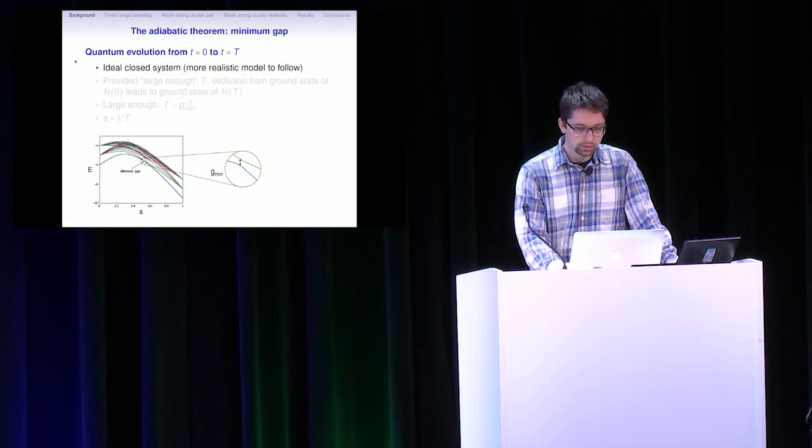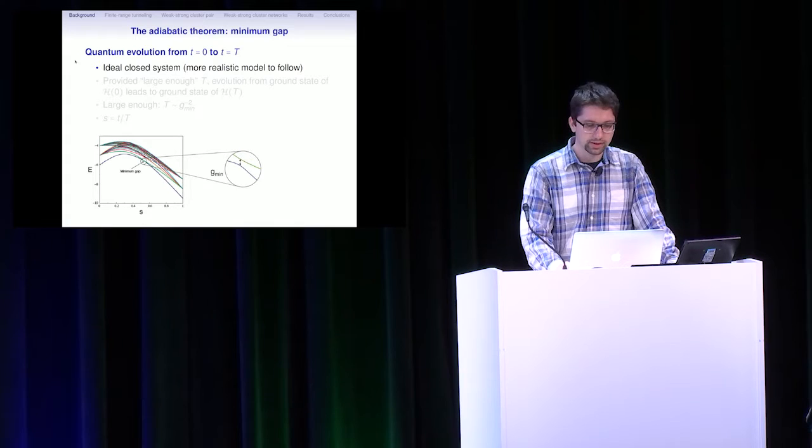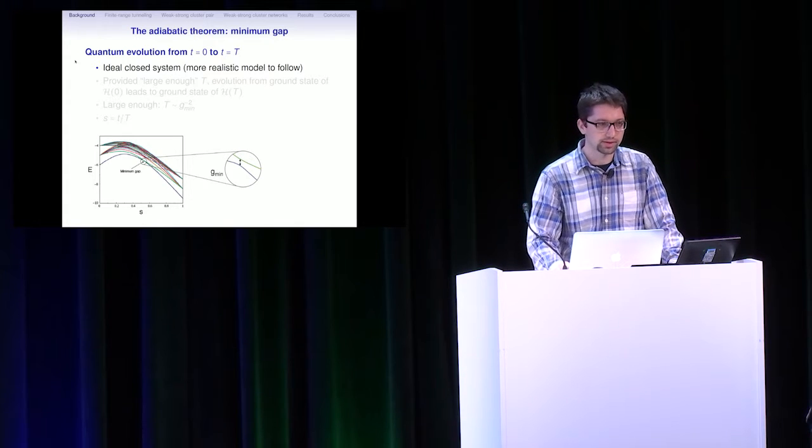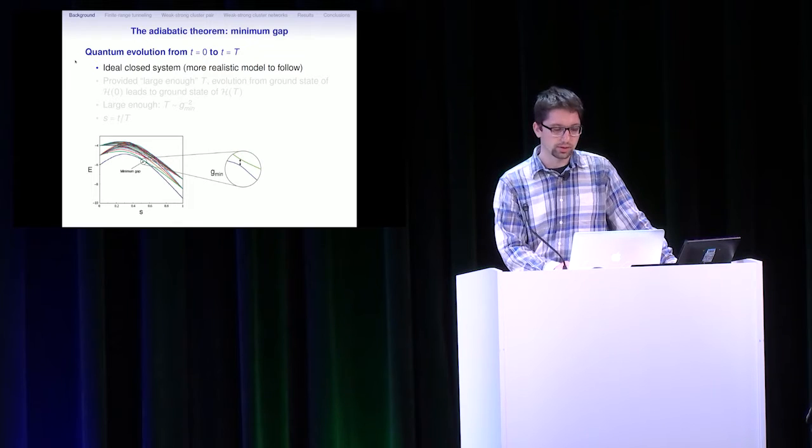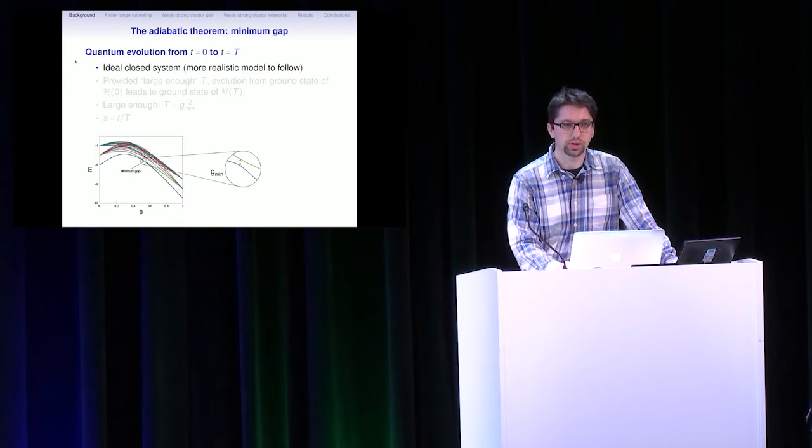So first, let's start with defining what is behind quantum annealing. So we're doing a quantum evolution here of a quantum system from some time t0 to some time capital T. We're assuming here an ideal closed system, and later I'll talk about a more realistic model.